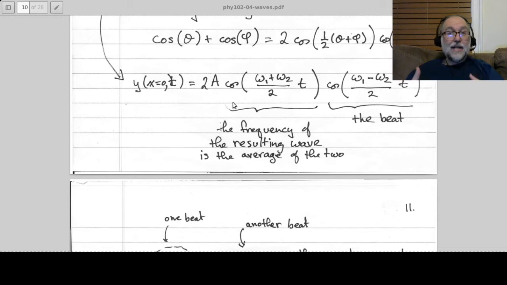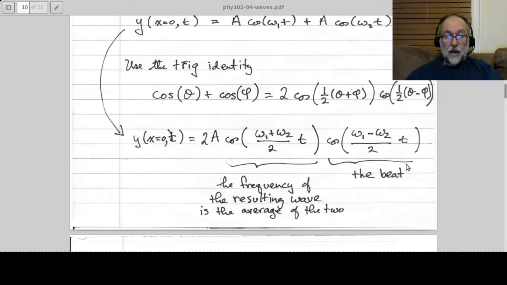All right, but on top of that, there's a kind of modulation, and that's this piece here. This is the part that goes loud, soft, loud, soft. And it is actually also sinusoidal. So it also oscillates over time, but at a much slower frequency. And it's the difference between the two frequencies divided by 2. This piece here is the beat.